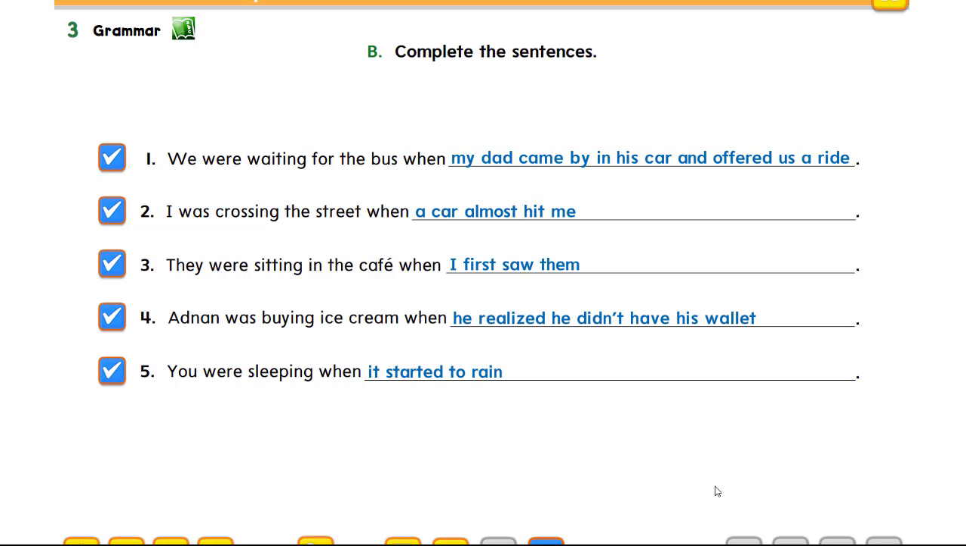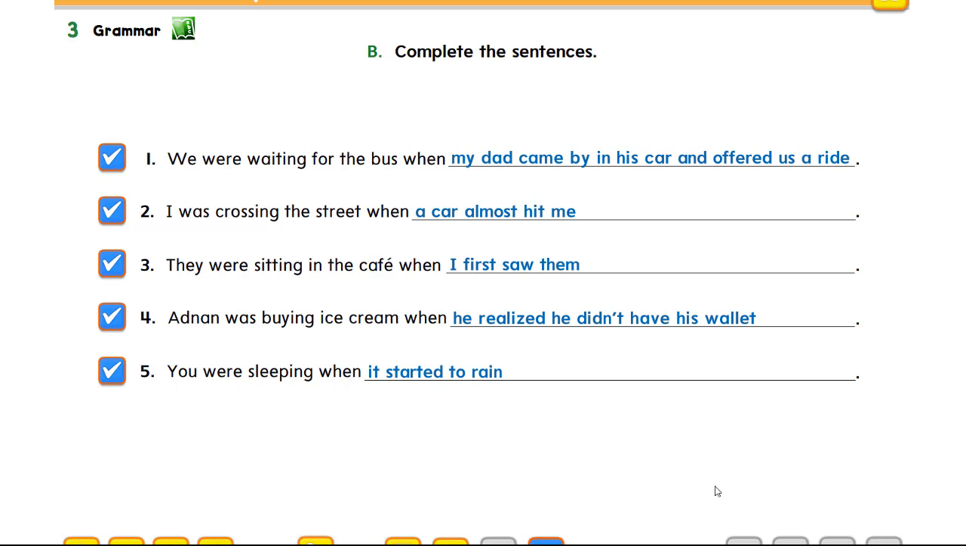3. They were sitting (كانوا جالسين) in the cafe when I first saw them. ما الذي حدث أثناء ذلك؟ من الفعل الأصل see وهي لا تقبل ED في التصريف الثاني في الماضي. 4. عدنان was buying ice cream when he realized he didn't have his wallet. لننفي الماضي البسيط علينا نستخدم didn't ونسأل عنه بdid أيضا.